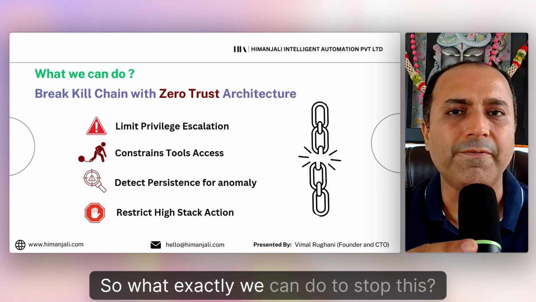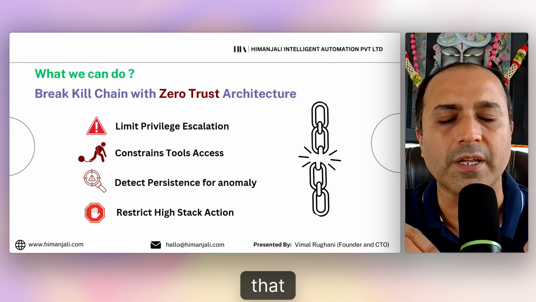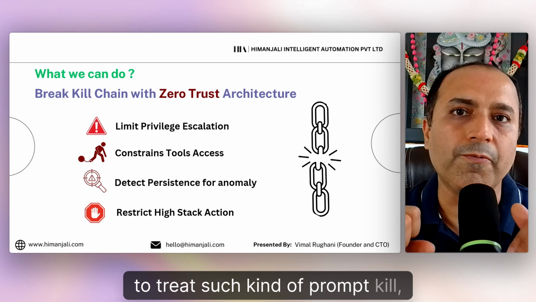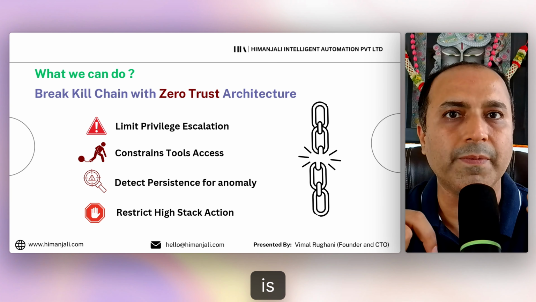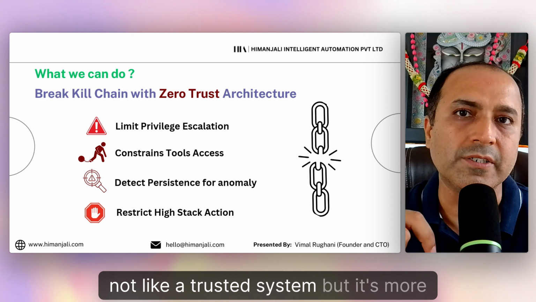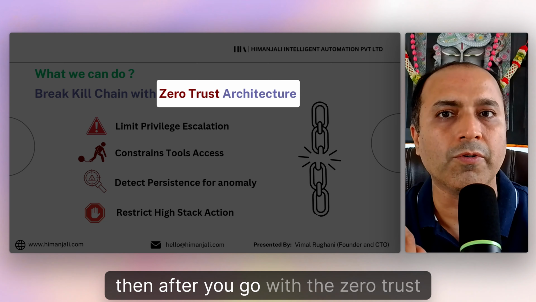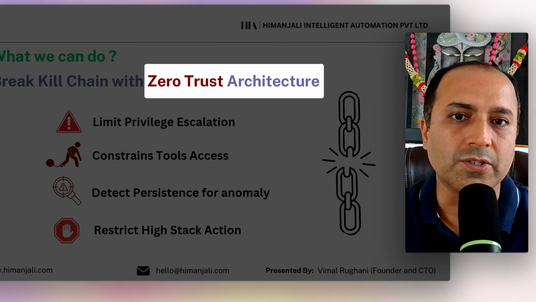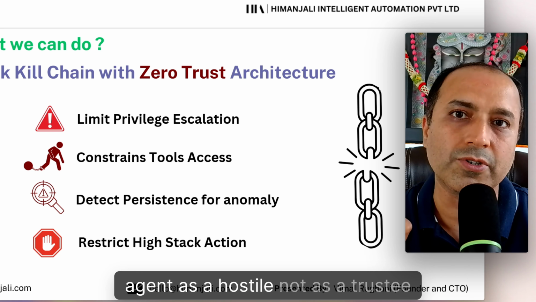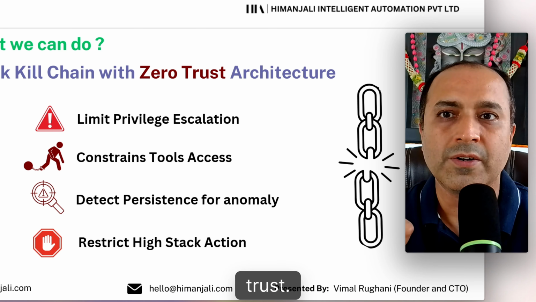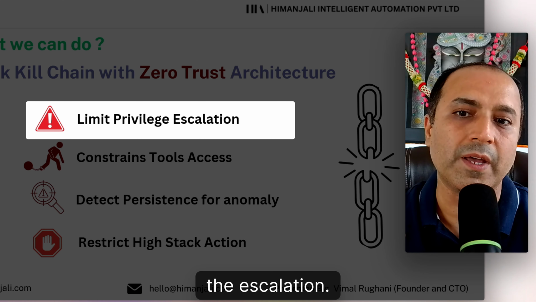So what exactly can we do to stop this? The very first thing you need to understand is that to treat such a promptware kill chain injection or attack, your system is not a trusted system, but more like a hostile system. You need to consider it that way only. Then you go with the zero trust architecture. The very first thing for the zero trust architecture is that you consider the agent as hostile, not as a trusted one. The second thing, you need to make sure that you start limiting the privilege escalation.